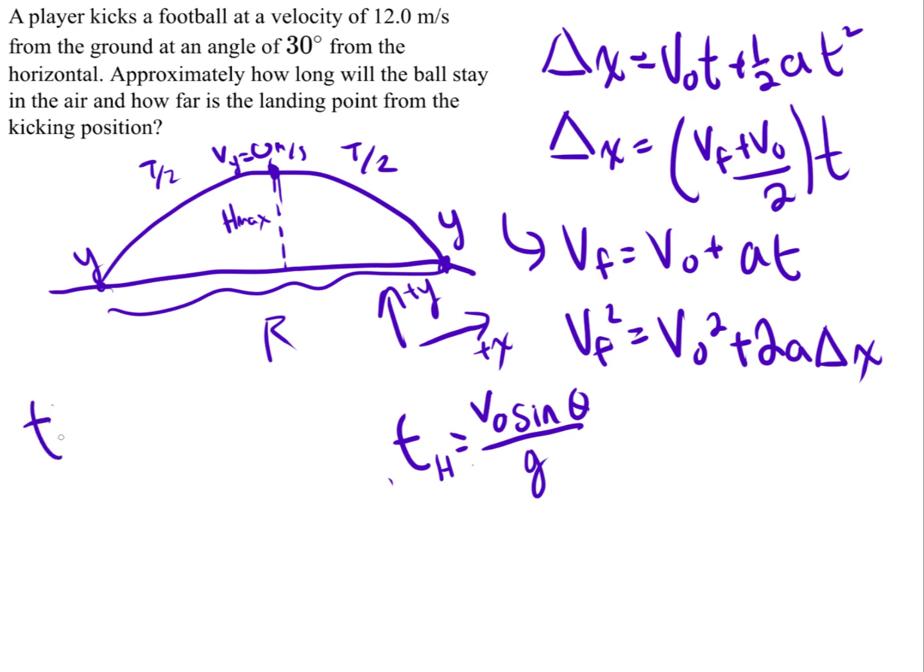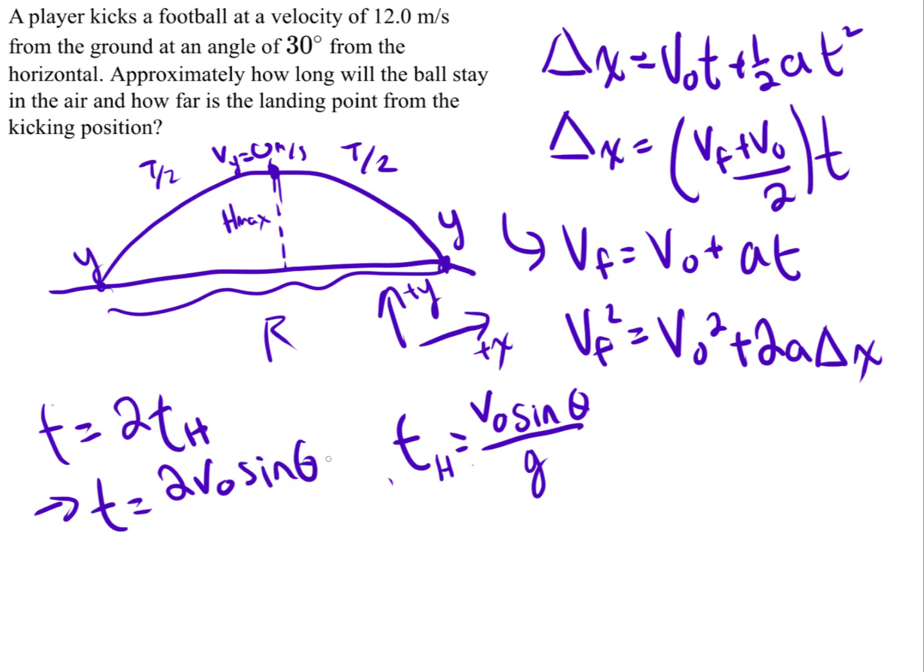So the total flight time, I'm just going to represent this as a lowercase t, is equal to 2 times the time it takes for the projectile to reach half of its height, which becomes t equals 2 times the initial velocity times the sine of theta, divided by g, the gravitational acceleration. So we're just substituting that back in.